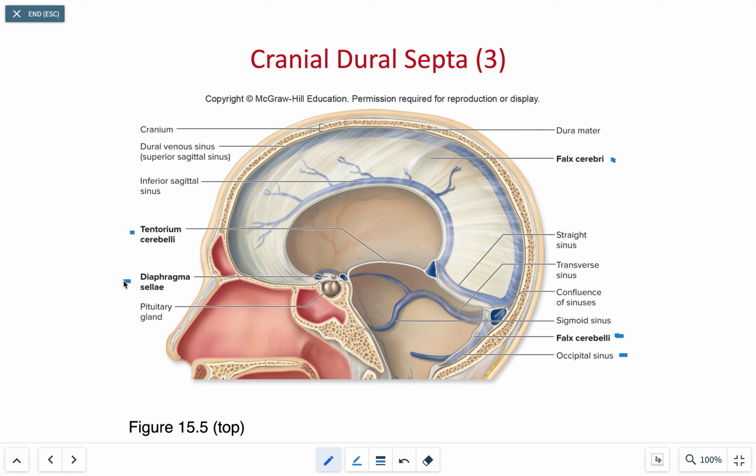And finally, the diaphragma sellae. The diaphragma sellae is the smallest one, and it has a small opening that allows the infundibulum, which attaches the hypothalamus, which would be located here, to the pituitary gland. And the infundibulum would be the tube that runs from the hypothalamus to the pituitary. And this will be important for hormone production.